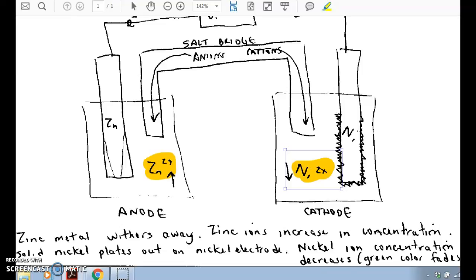In that case, since nickel 2+ is a green color, we would see that green color fading to colorless as this cell operates.